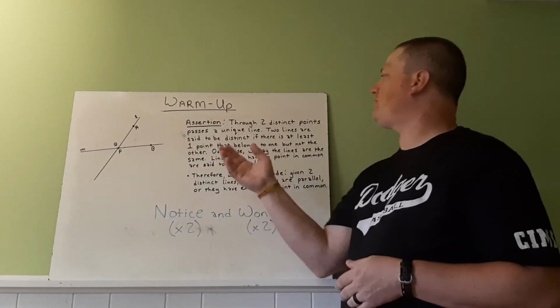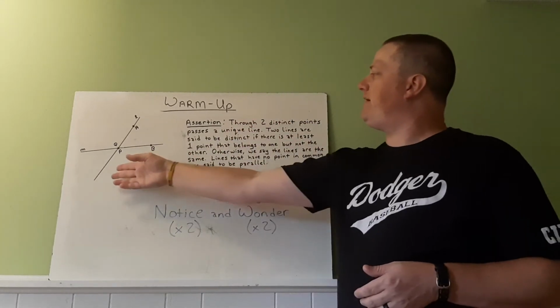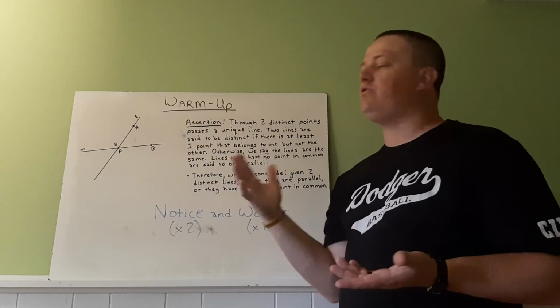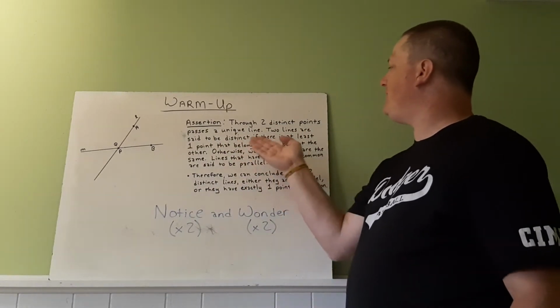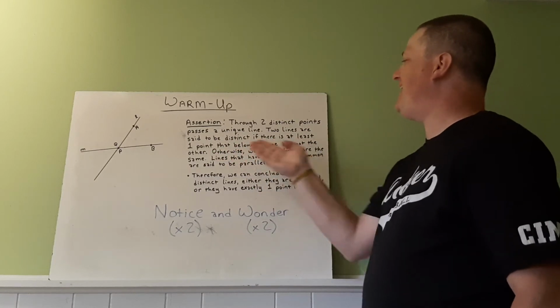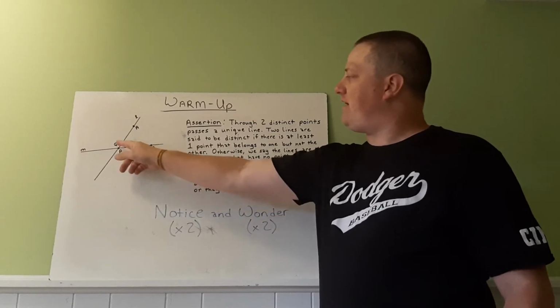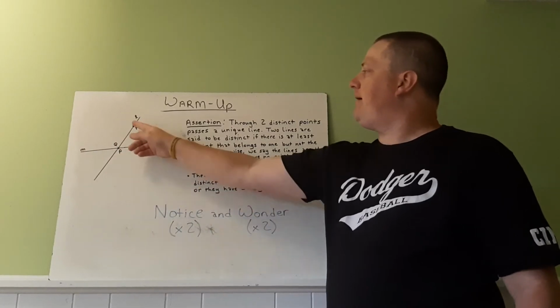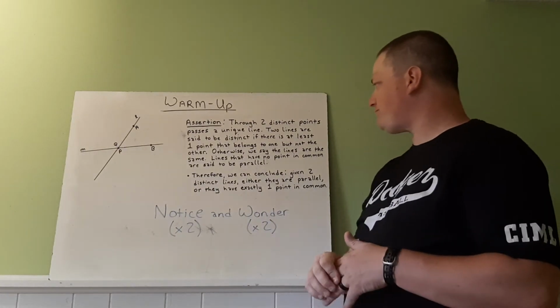So here's the assertion. Through two distinct points passes a unique line. So we have 2 points here, 2 points here, two lines. Two lines are said to be distinct if there is at least one point that belongs to one, but not the other. So here we have one point that's shared, that point QP, but A and B are not shared. So these are two distinct lines.